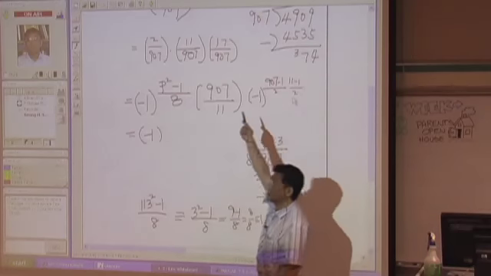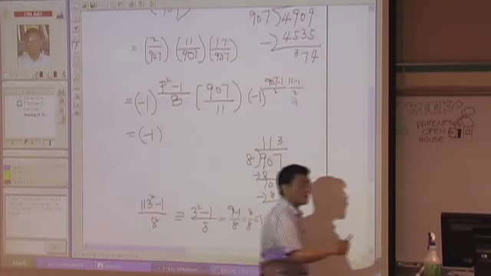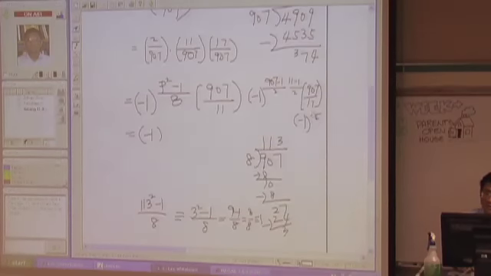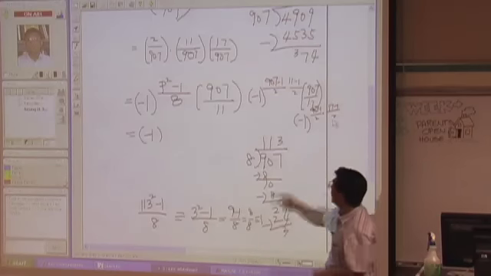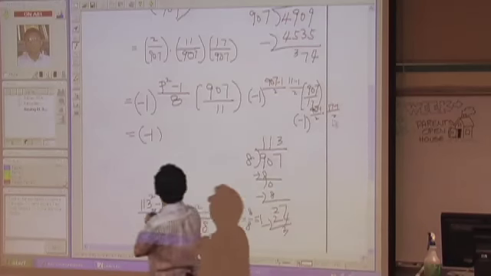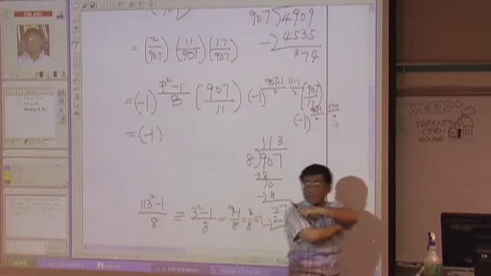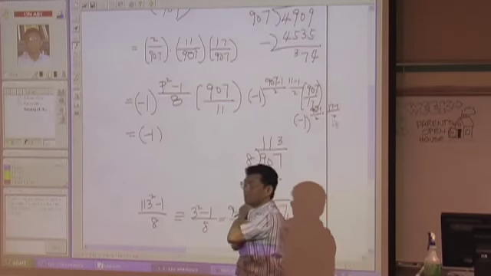And then I will do the same thing to the 17 part. I will use reciprocity and the minus 1 to the power of (907 minus 1) over 2 times (17 minus 1) over 2. So these are all trivial. Why? Because 907 minus 1 is 906, and 906 divided by 2 is odd.